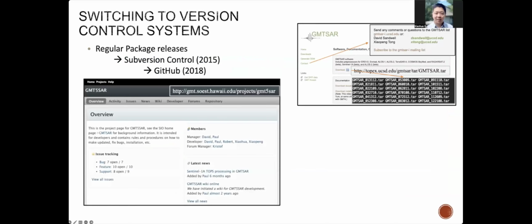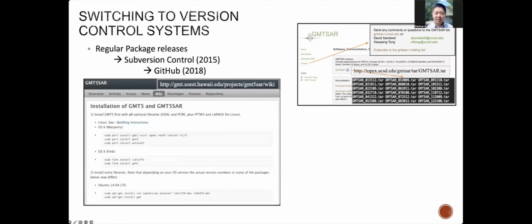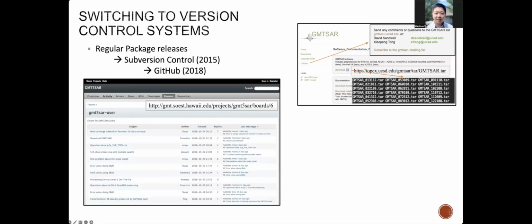Paul sort of convinced us that this is a terrible idea and we should start using version control systems. So we actually migrated our developments onto the Hawaii server, where we have a web page of the software, and also we have this wiki to tell you how to install the software. We also have a forum there to interact with the users, help them address issues.